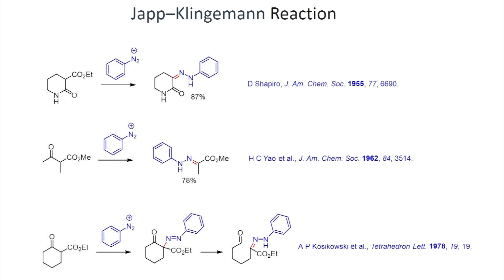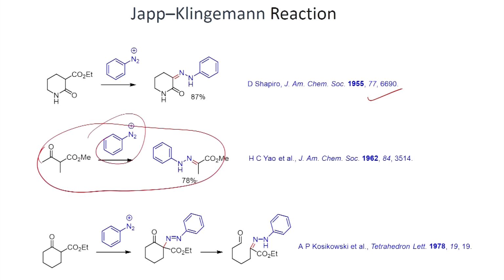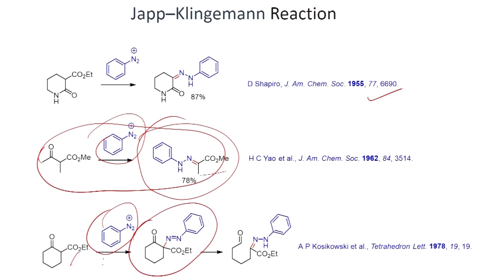Now let us look at some examples from the literature. Just as we have seen, the reaction of this substituted methyl acetate with the diazonium salt gives this hydrazone as a product. Similarly, let us look at this example: this carboxylate, when you react with the diazonium salt, can undergo addition reaction in the presence of base, as we have just seen, and you will be able to get this compound.